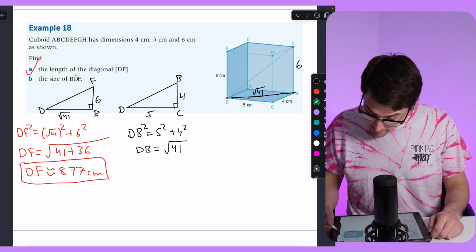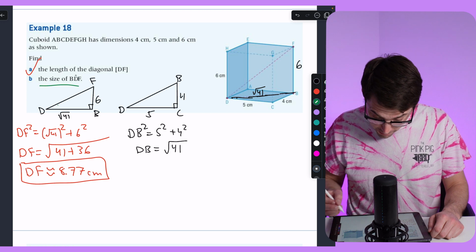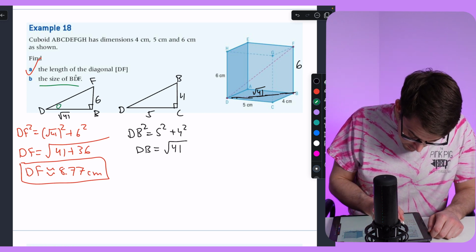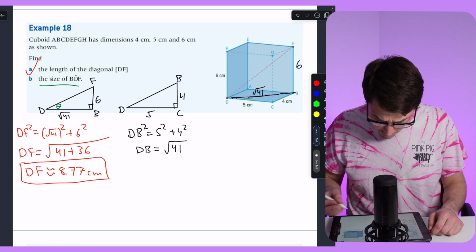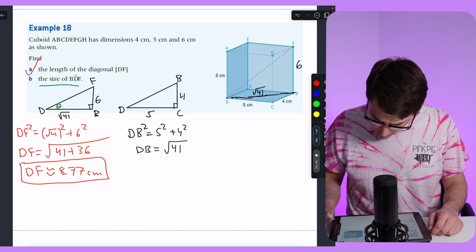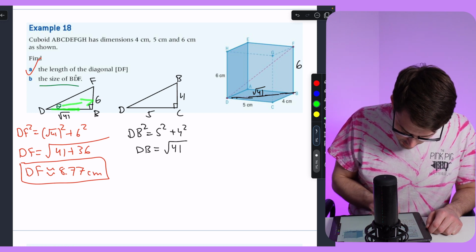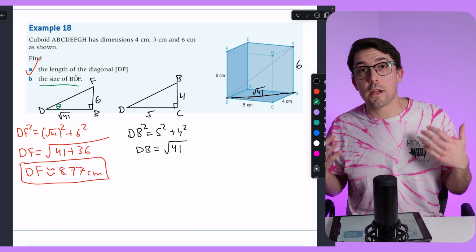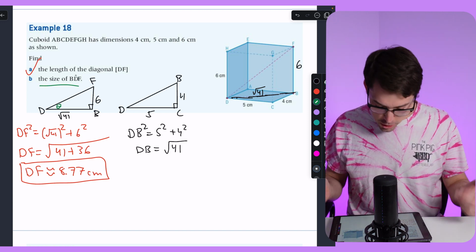So now I want to find the size of that angle D of BDF. So I really want to find out what this angle is right here. And that actually isn't too bad because if I think about this, well, look at my angle and look at the size I'm given. I have opposite and I have adjacent. So what trigonometric ratio uses opposite and adjacent? That's going to be tangent, the TOA.